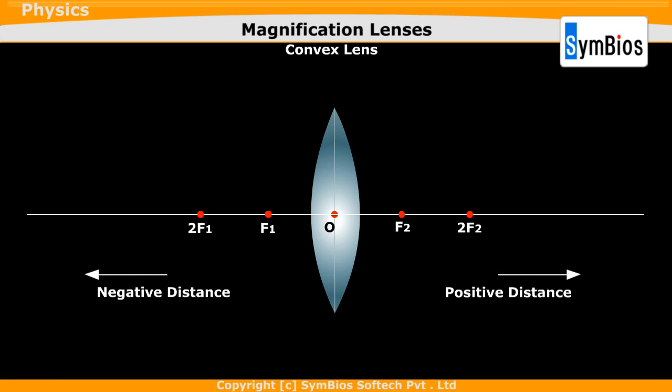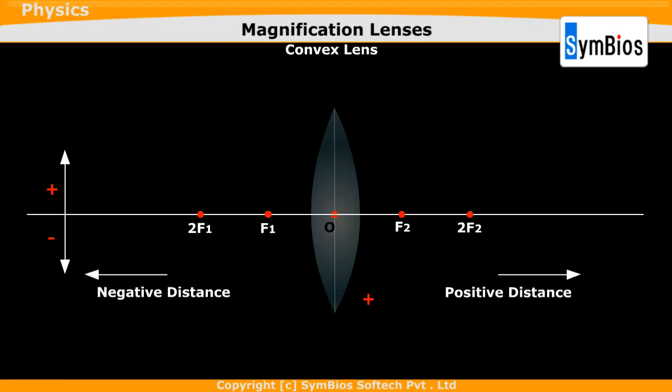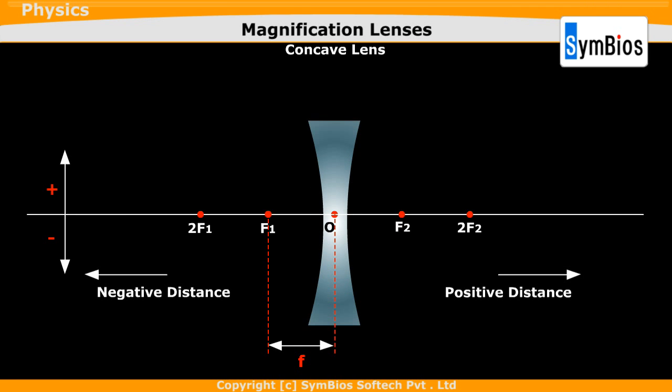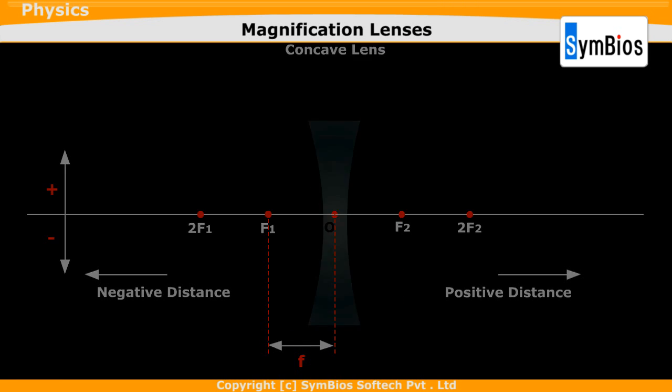Distances measured perpendicular to and above the principal axis are taken as positive. Distances measured perpendicular to and below the principal axis are taken as negative. Focal length of a convex lens is taken as positive. Focal length of a concave lens is taken as negative.